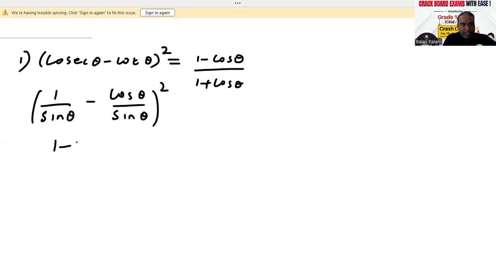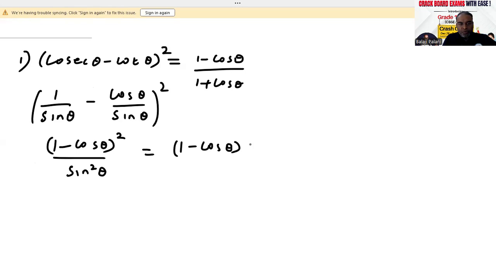Now the denominator being the same, I'm going to rewrite this as (1 minus cos) the whole square by sine square. The power is now being distributed to numerator and denominator. And according to the required proof, I'm changing this step by step: (1 minus cos theta) into (1 minus cos theta) divided by 1 minus cos square theta. Sine square is 1 minus cos square from the identity.